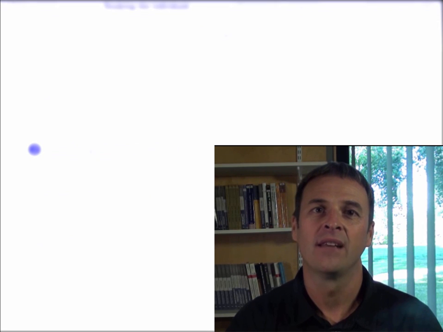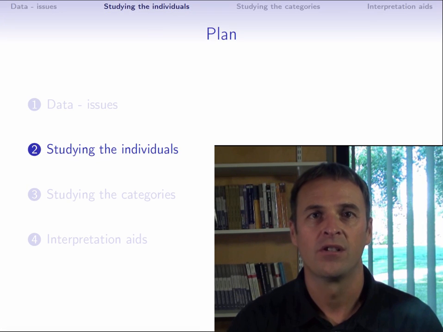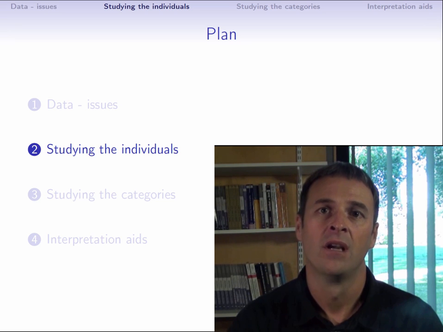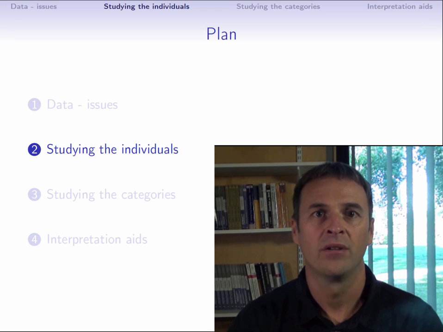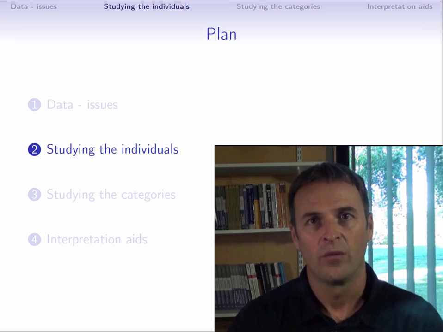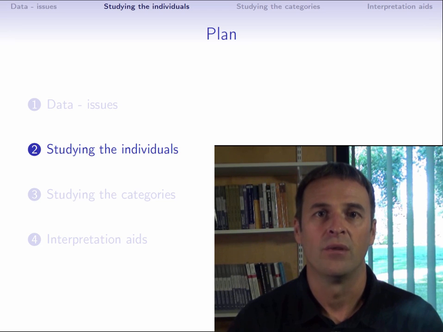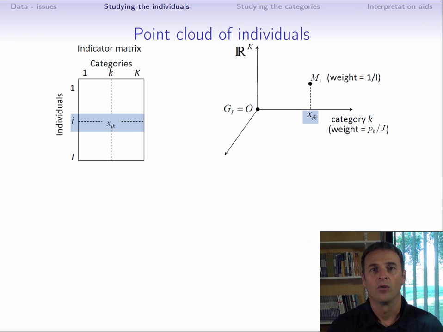We have now seen what the data looks like in MCA and the questions we want to answer. In MCA, like in all principal component methods, we are going to build point clouds for the rows and point clouds for the columns. We are going to begin now with the point cloud for the rows, that is, the cloud of individuals. In a complete disjunctive table, individuals are represented as rows. This means a set of k numbers, so a point in a k-dimensional space.